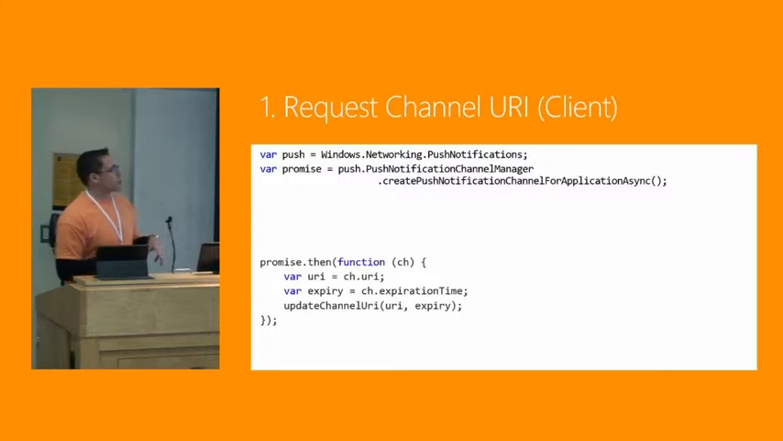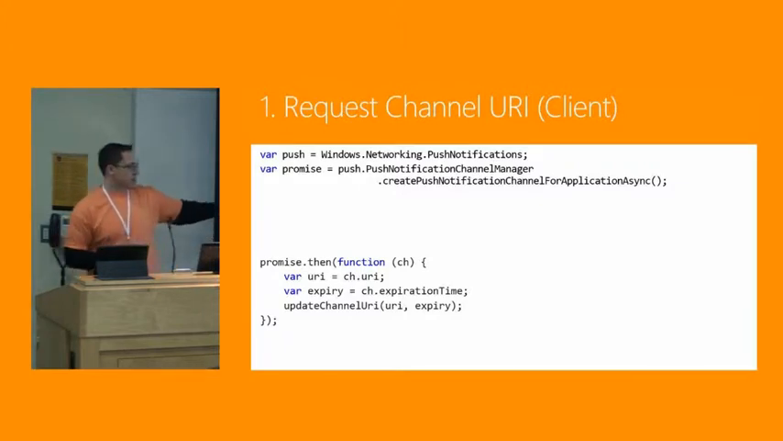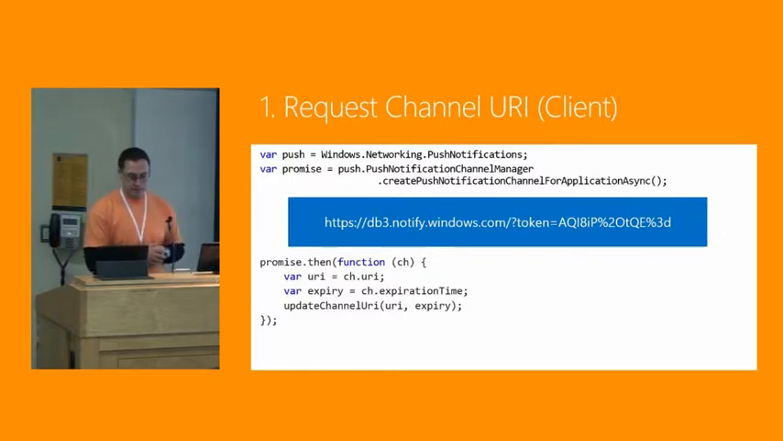And then when the promise returns, I have a channel now, and the channel contains a URI and the expiry date. Then I'm calling the function updateChannelURI, which is another custom piece of code, so this is not required, but this is what I'm calling to then update for the next step. Any questions about channel URIs? No? Okay. And that's what one looks like. It's just a URI with a unique token, just an address.